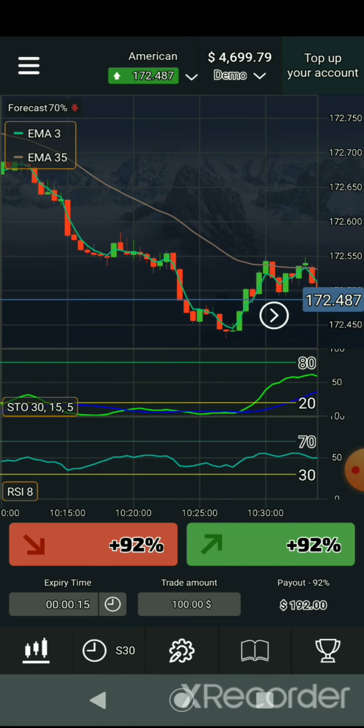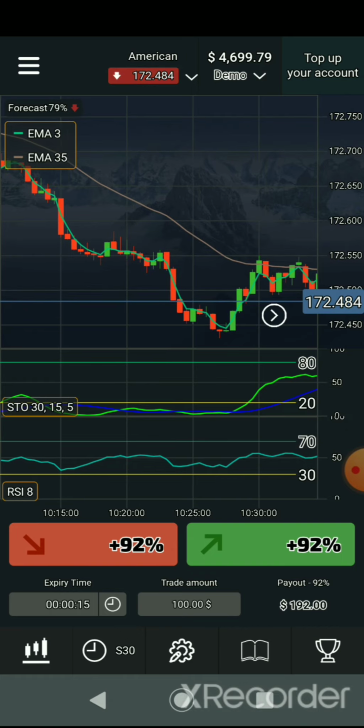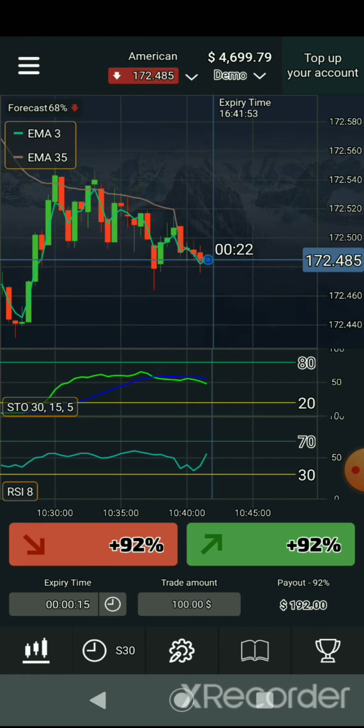I kind of like 8 and 21s. It seems like a lot of people either like 2s, 8s, or 21s. 8's been kind of good for me. It kind of shows me where it's at.